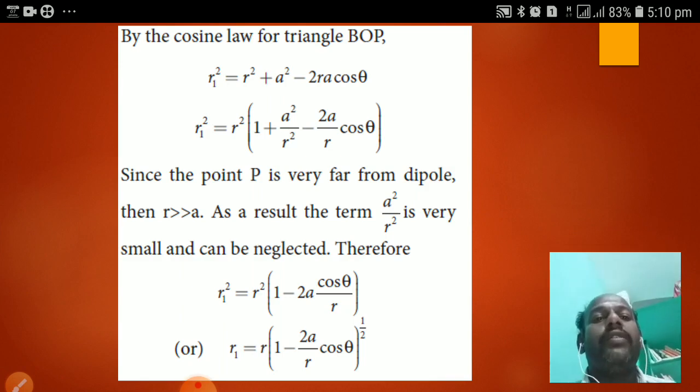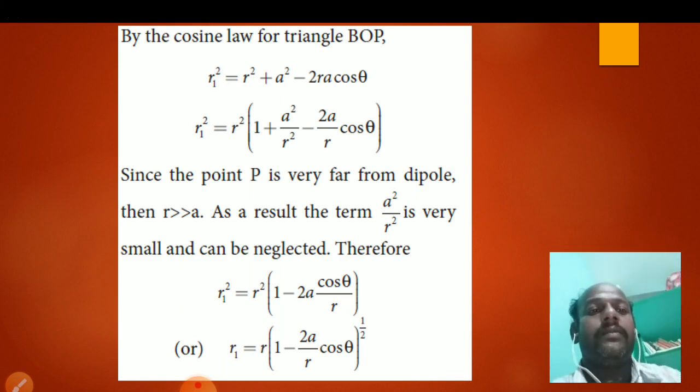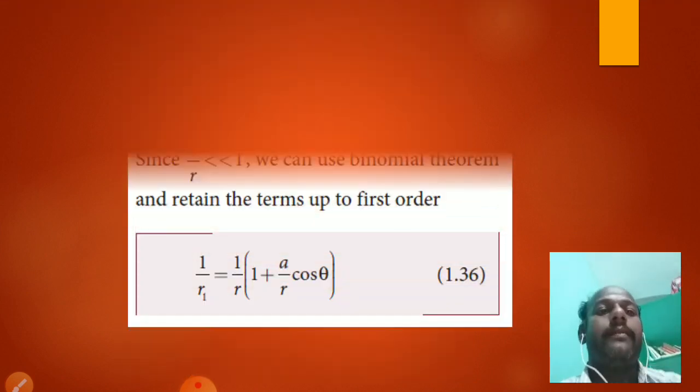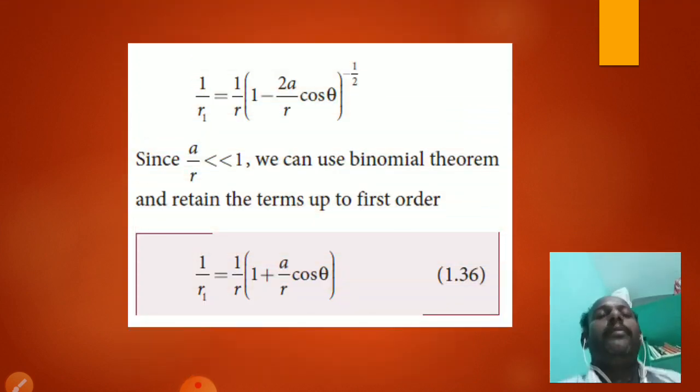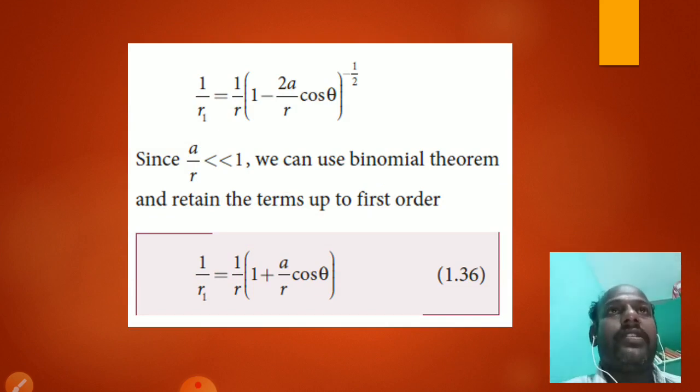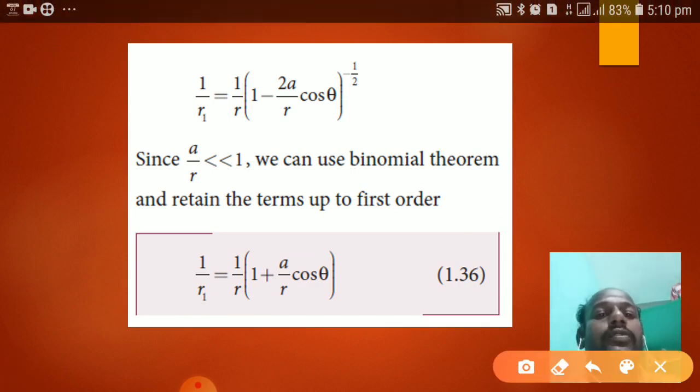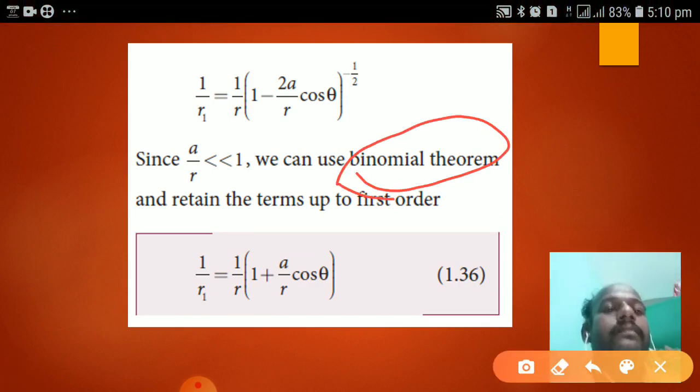Now I need to know the value of R1, so R1 will be equal to the whole to the power 1 by 2. Now 1 by R1 will be equal to 1 by R into 1 minus 2A by R cos theta, whole to the power minus 1 by 2. And now I am going to use the binomial theorem, which I already told you in the beginning.